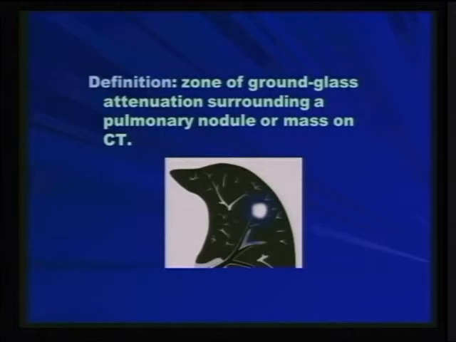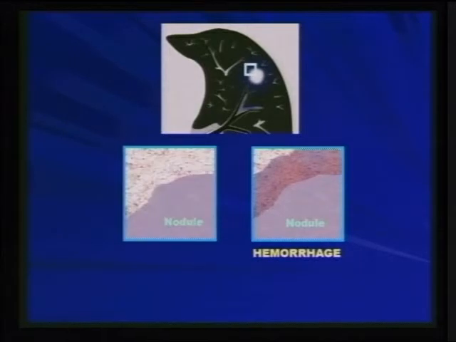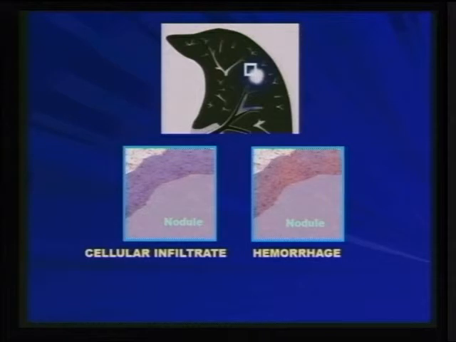But we know that there are other causes of halo signs. So you can tell that you can have either areas of surrounding hemorrhage, or you can have cellular infiltrate in the cases of infection.